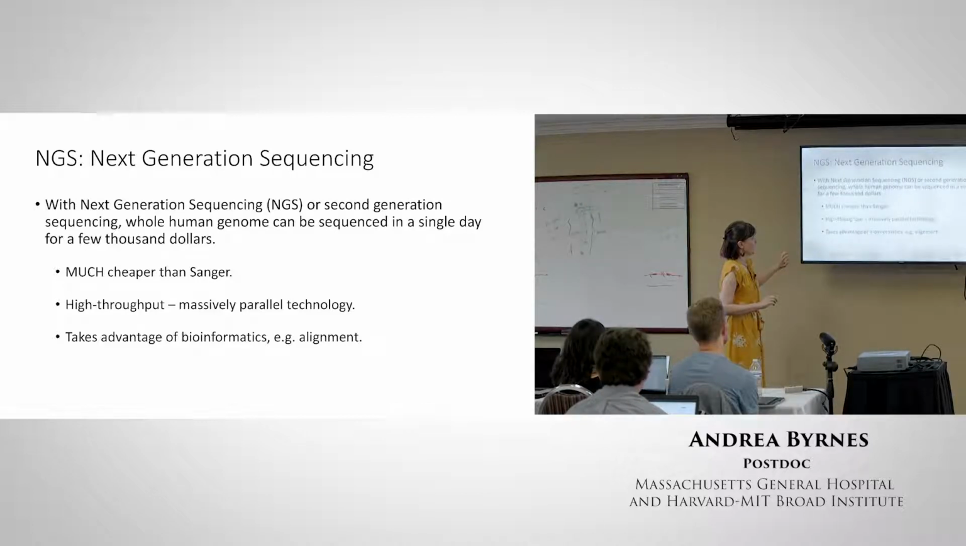And so next generation sequencing, also called second generation sequencing, which I think is why it was next. The whole genome can be sequenced in a single day and for a few $1,000s. So this is much, much cheaper than Sanger. It's still much more expensive than a GWAS.